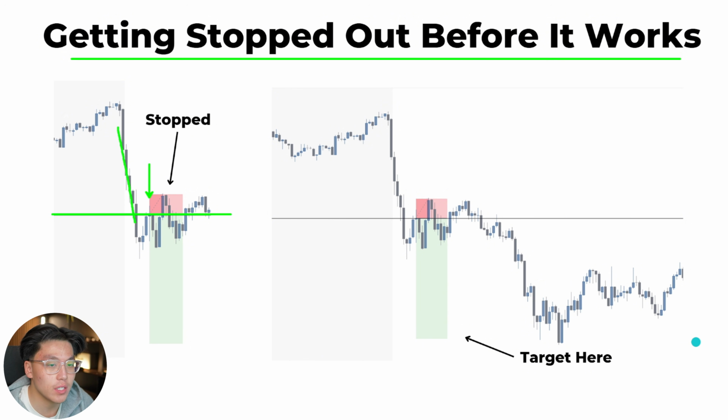You can see price breaks below, we come back for the retest. You can see we have a nice little reaction here as well. This is where we look to get in with a stop just above the break, and what we're looking for is continuation towards the downside.